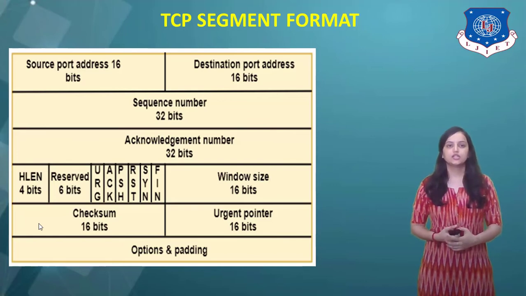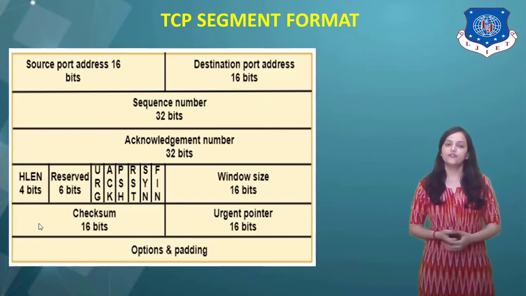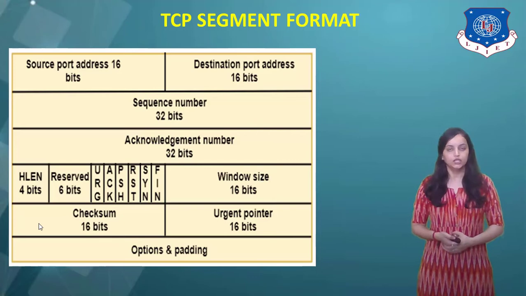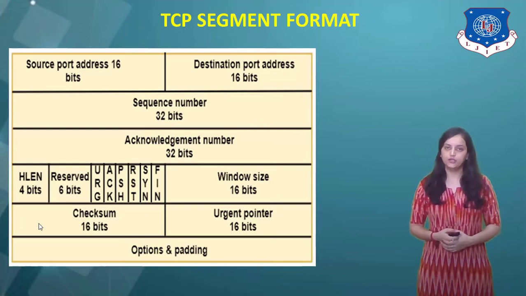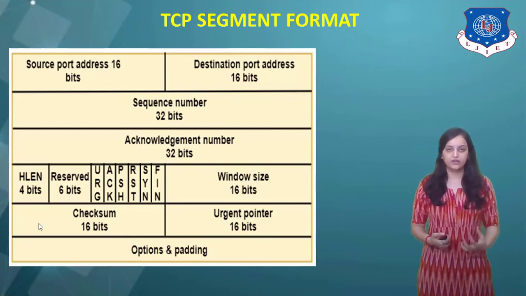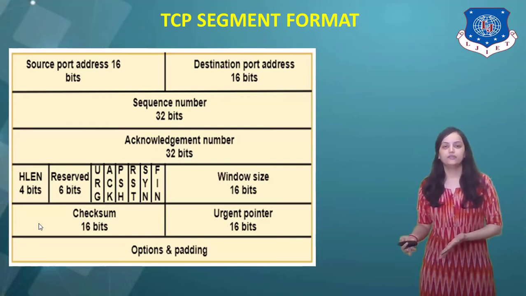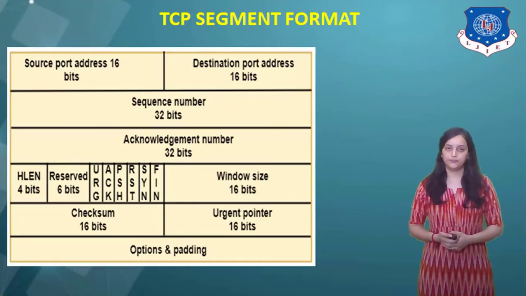Here the first is the source port address, which is of 16 bits. After that, the destination port address is again of 16 bits. The next field is the sequence number to identify the sequences in order, which is of 32 bits. Then there is a 32-bit acknowledgement number to receive the acknowledgement from the receiver for the data received. That means whether the data is received correctly or not.